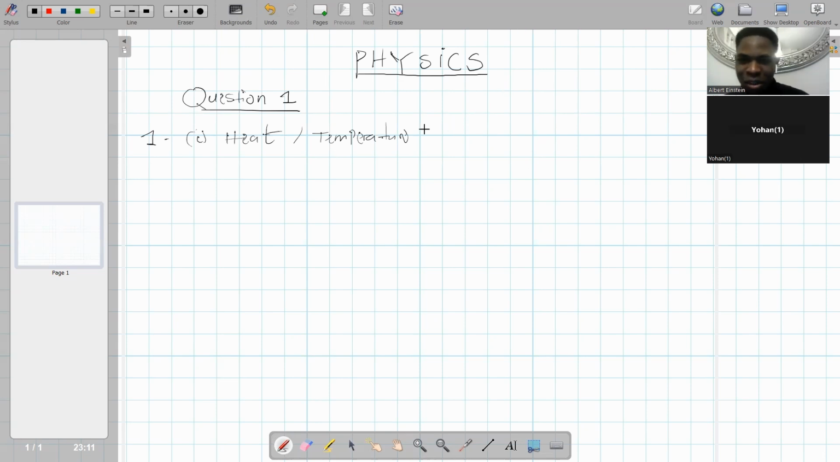As a physicist, you will say temperature is a measure of the average kinetic energy of the molecules in a substance. In other words, the faster the particles that make up a substance are moving, the higher the kinetic energy, the higher the temperature. Also, temperature is measured in Kelvin.